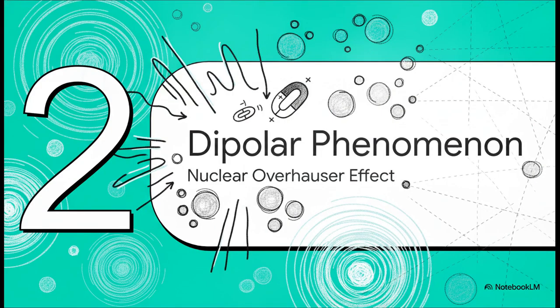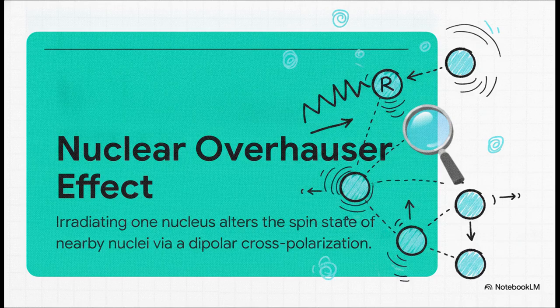Moving to Section 2, the dipolar phenomenon. Let's officially meet the nuclear Overhauser effect. Let's break this definition down, because it sounds like a lot of jargon, but the concept is actually beautiful. The nuclear Overhauser effect happens when we blast, or irradiate, one specific group of nuclei with a radio frequency. Doing that actually alters the spin state population of the nuclei hanging out nearby.